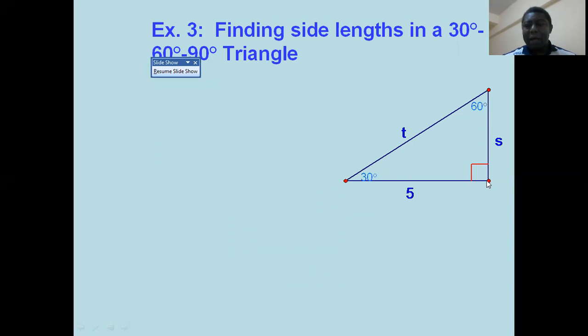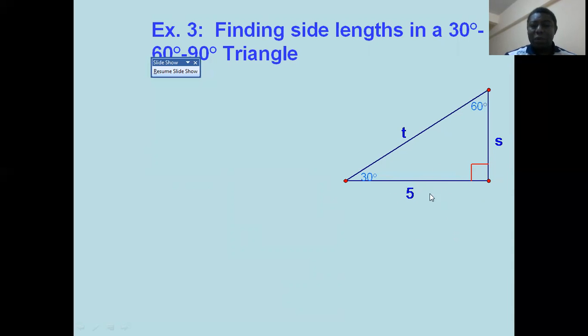Remember, t is equal to 2 times the shortest leg, and the shortest leg here is s. So t is equal to 2 times s. And here, the second longest leg is equal to the square root of 3 times s.